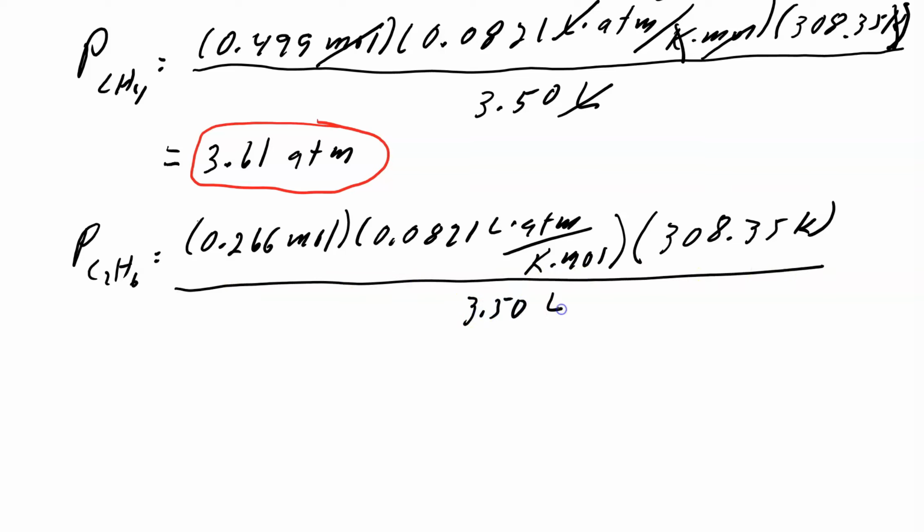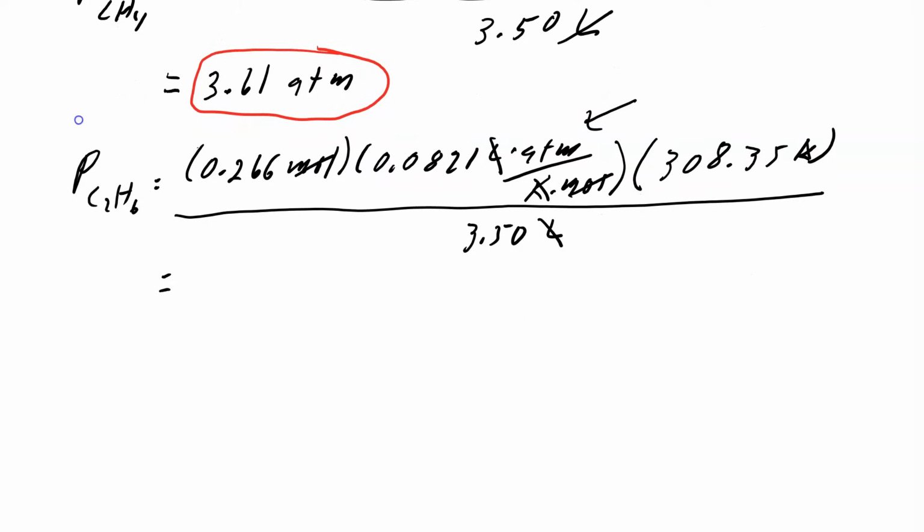Downstairs the volume is the same, 3.50 liters. All the units must cancel the same. Liters are gone. Moles are gone. Kelvins are gone. Again, we're left with atmospheres. We're calculating a pressure, so our unit is consistent with what we want. We turn on our calculator, and we get a value of 1.92 atmospheres as the pressure of ethane.